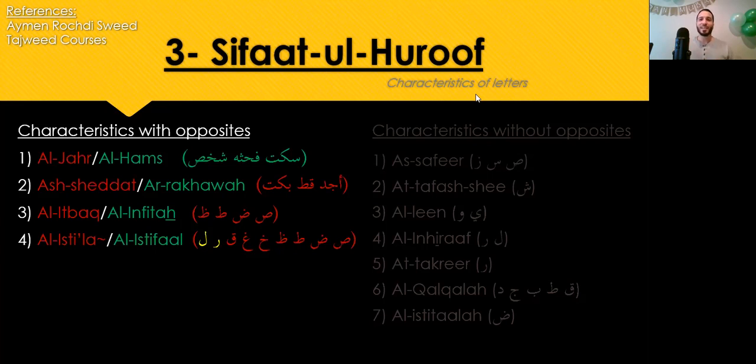Yes, okay. So on the left side, what we're gonna talk about today are these 4 dimensions, like we said. One is the first characteristic with their opposites, called al-jahr and al-hams. What is al-jahr and al-hams? And before I keep going, I don't want you to freak out because there's so much information, and I don't want you to be thinking you need to memorize all these things.